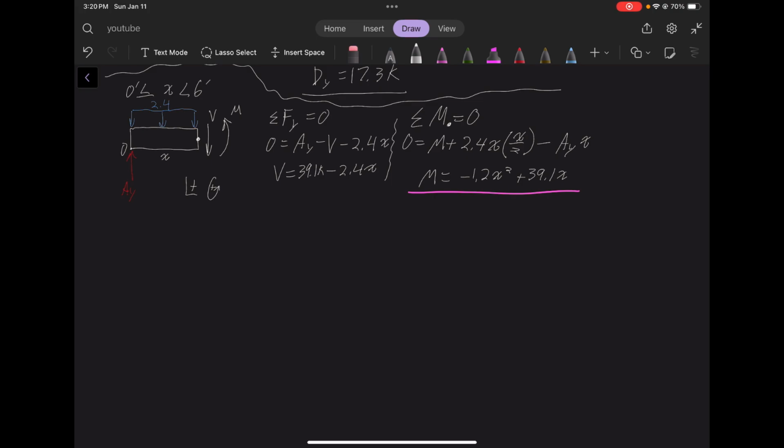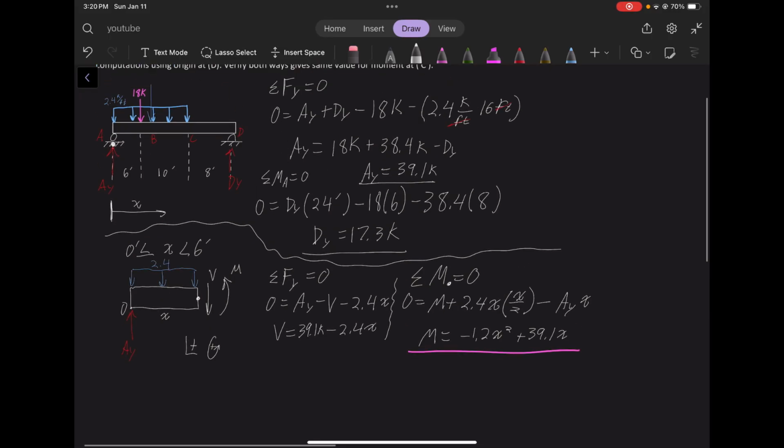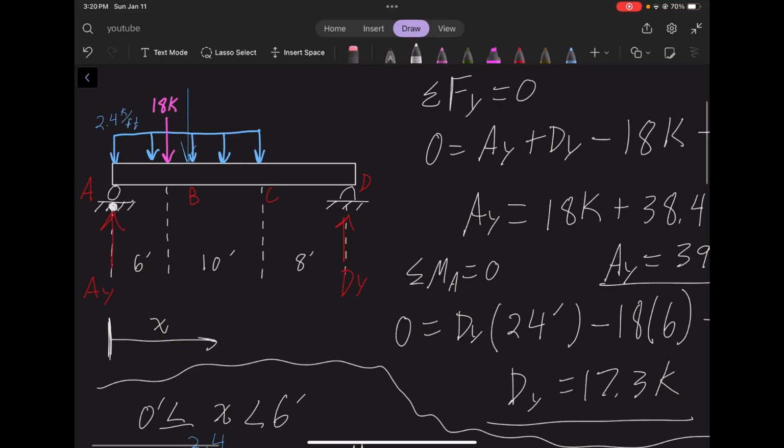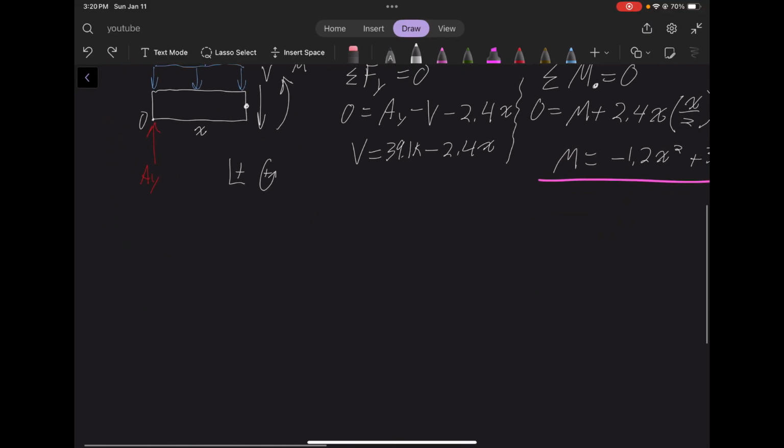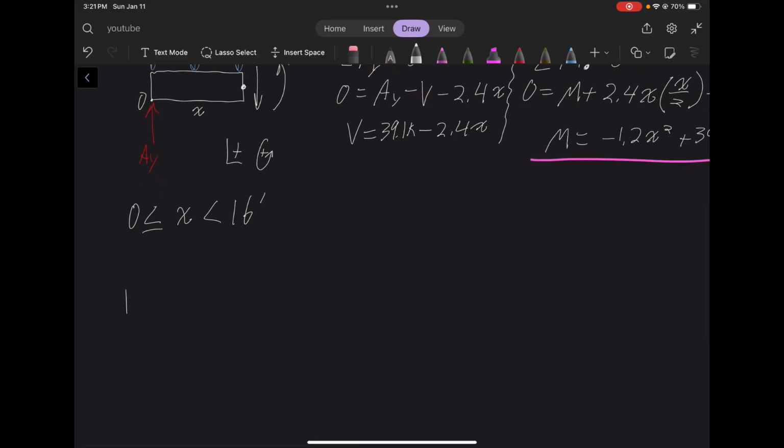Okay, so from x equals 0 to x equals 16, we're going to do another cut at a much larger portion of the beam. Before, we made our cut here. Now we're going to make our cut here. Hopefully you got that. So now x is greater than or equal to 0, and x is infinitely close to 16 feet. Let's go ahead and draw the beam again.